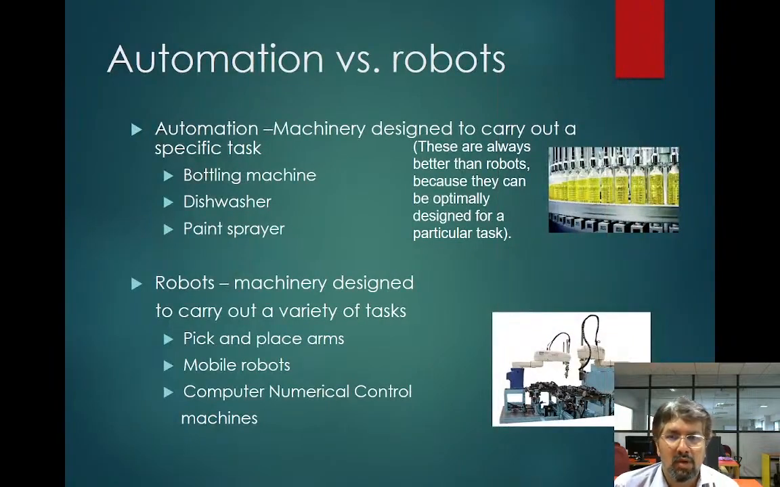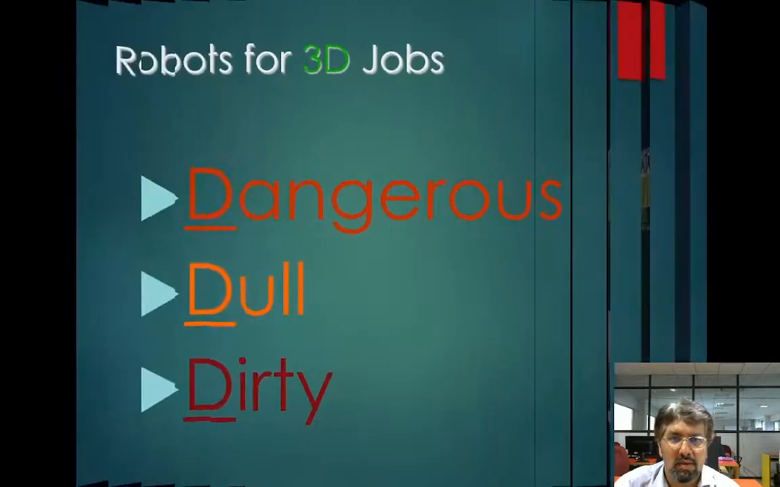Then when we talk about robots, we automatically talk about automation. So automation is nothing but machinery which is designed to carry out a specific task. So it could be a bottling machine, which you can see here. It could be just a dishwasher or a paint sprayer also. Now robots are nothing but machinery designed to carry out a variety of tasks. So this could be just pick and place arms, which you have already seen in films. Those could be mobile robots, and it could be computer numerically controlled machines also.